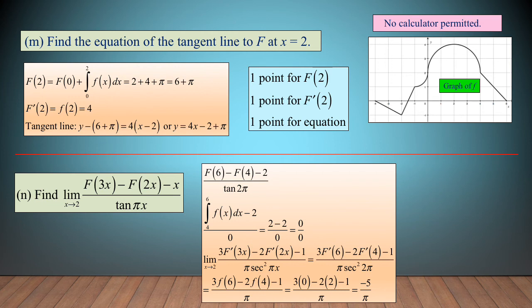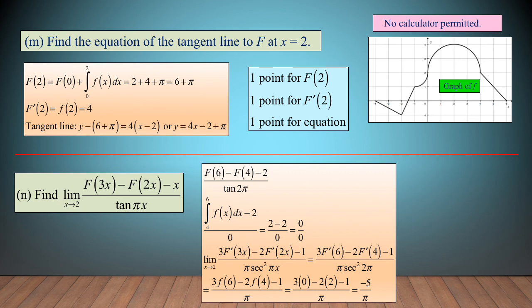And when we plug in 2, we get 3f prime of 6 minus 2f prime of 4 minus 1 over pi secant squared of 2 pi. That gives us 3 little f of 6 minus 2 little f of 4 minus 1 over pi, as secant squared of 2 pi is 1. F of 6 is 0. F of 4 is 2. So we get 3 times 0 minus 2 times 2 minus 1 over pi, and our answer is negative 5 over pi.